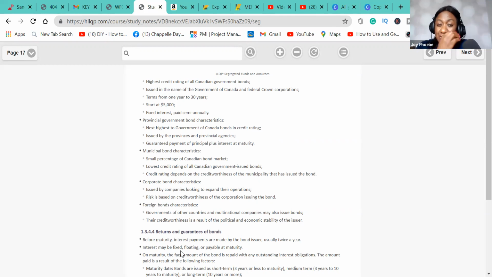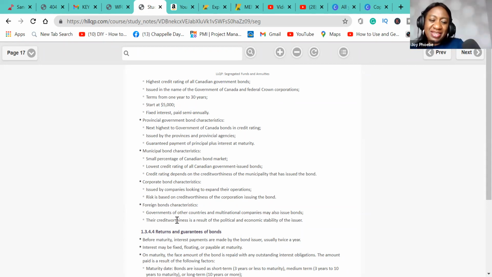And that's why it's important to do your due diligence when attempting to invest in bonds, especially when it comes to corporate bonds. Okay. We have foreign bonds as well, and they have their characteristics as well.